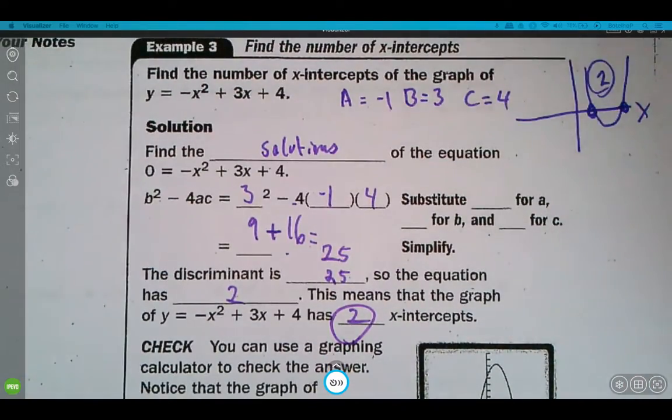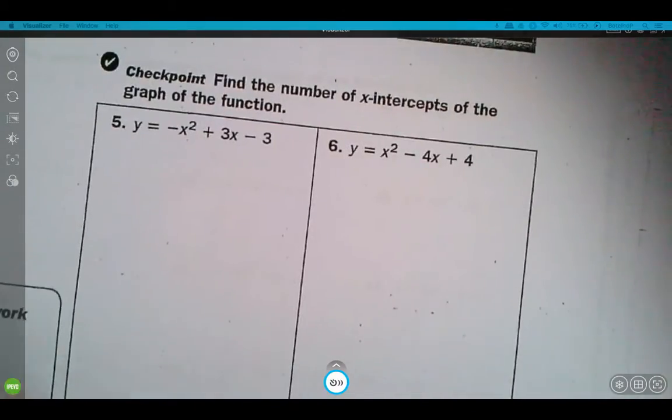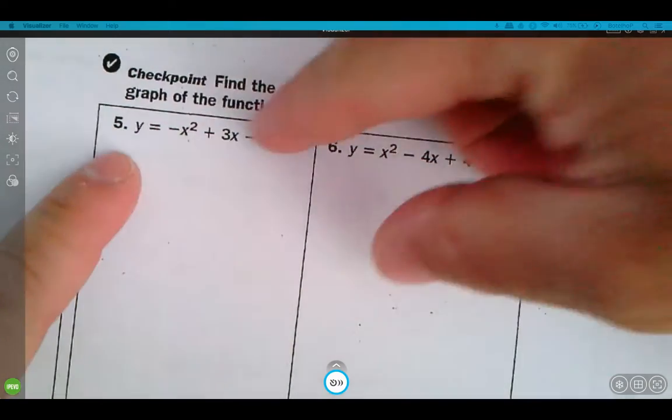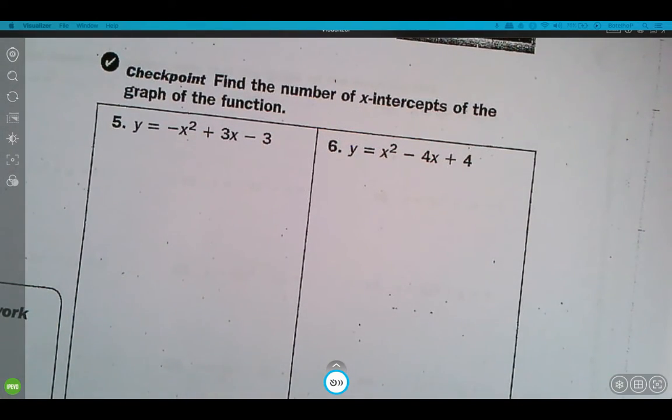Okay, so you're going to do the same thing for 5 and 6. Find the number of x-intercepts, which is really the number of solutions, and I'll put that on your form for this morning. So good luck.